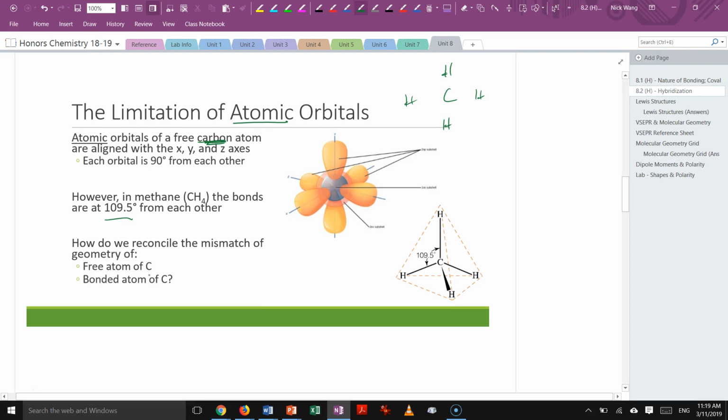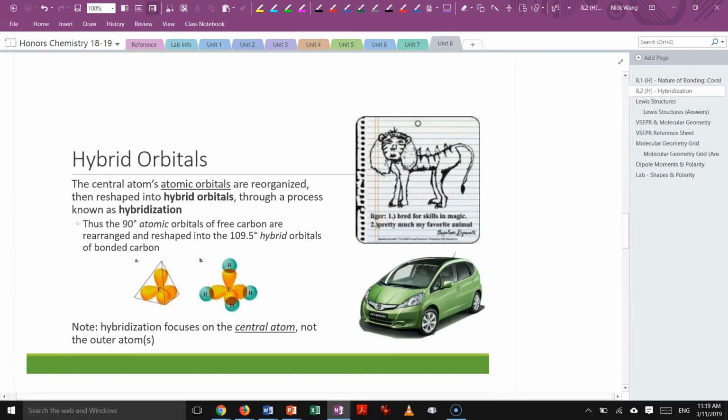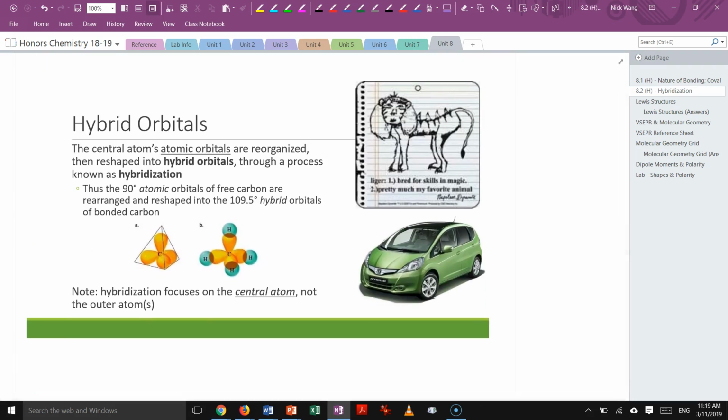We have a free atom of carbon, which has these very rigid xyz axis arrangements, versus the bonded atom of carbon, where all of a sudden it takes on these non-90-degree angles, 109.5 degree angles. So where does this show up? How does it happen? That's where we introduce something called hybrid orbitals.